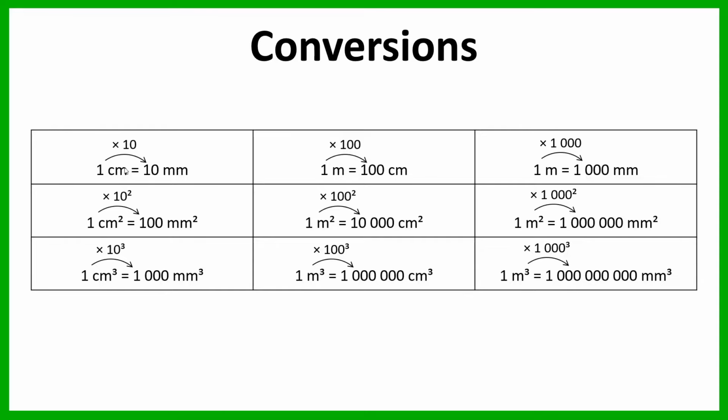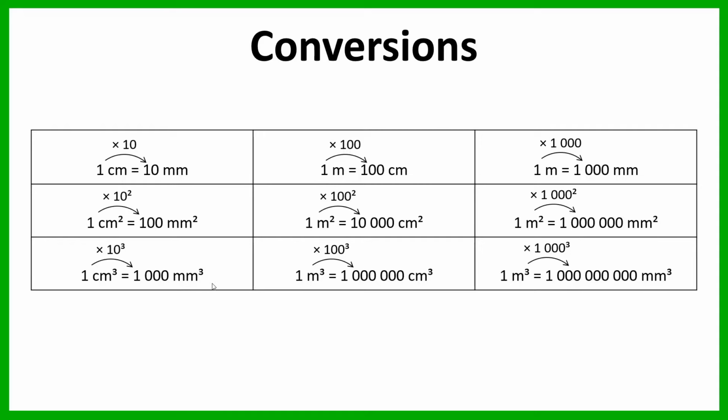So whenever you're working with normal length, you just use the normal conversion. So 1 centimeter is 10 millimeters. 1 meter is 100 centimeters. 1 meter is 1,000 millimeters. When you're working with area, which is the unit squared, you take that same conversion factor and you multiply by that squared. When you're working with volume, which is the unit cubed, you take that same conversion factor and you multiply by that conversion factor cubed.